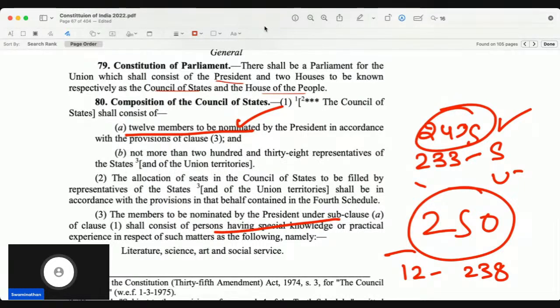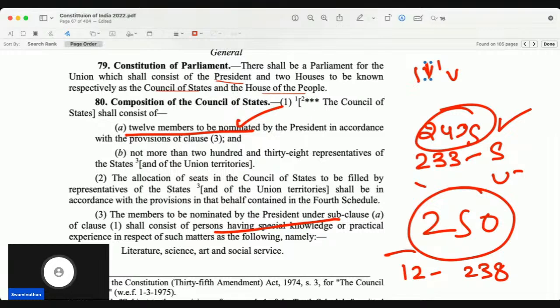So which state has how many seats in the Council of State? It is given again in the fourth schedule, right? So the fourth schedule talks about the allocation of seats in the Council of State to the different states, the highest being given to Uttar Pradesh, that is 31, and thereafter the least is one seat to various states, northeast, Goa, etc., right? Now, how are these elections conducted?